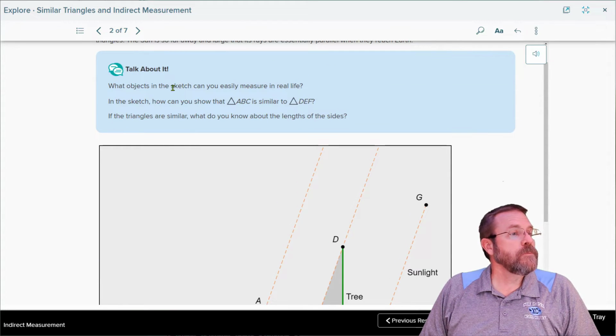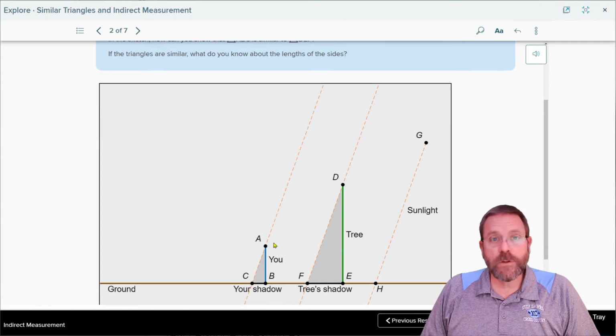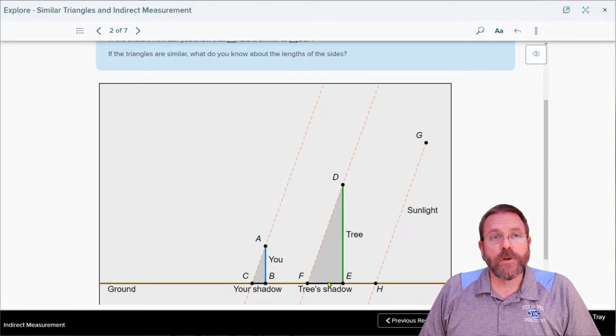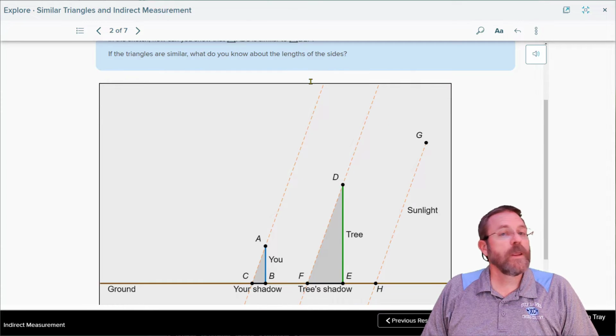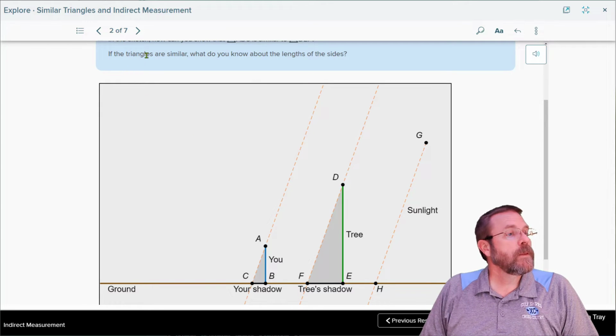What objects in the sketch can you easily measure in real life? Well, you can easily measure your height, you can measure your shadow, and you can measure the tree shadow. You cannot, however, easily measure the height of the tree. In the sketch, how can you show triangle ABC and triangle DEF are similar? That would be doing those corresponding side things. And then from there, if the triangles are similar, what do you know about the lengths of their sides?